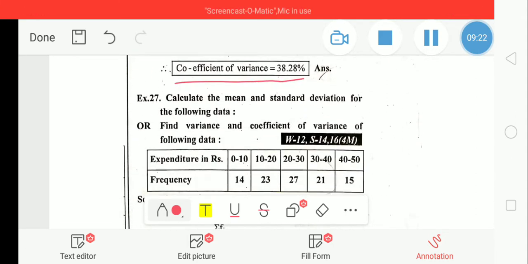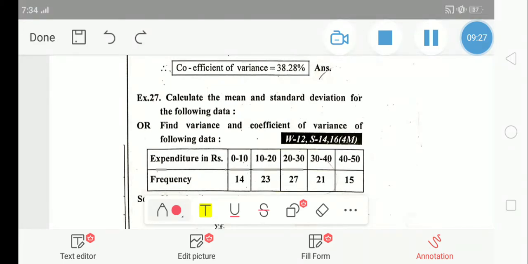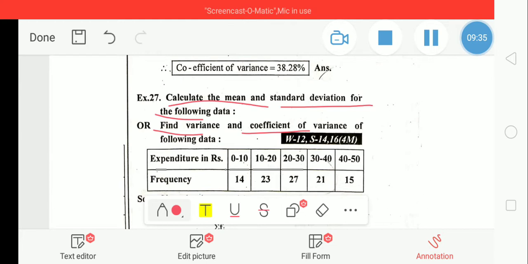Once again, calculate the mean and standard deviation of the following data, and find the variance and coefficient of variance of the following data. Here we need the mean, standard deviation, variance and coefficient of variance.